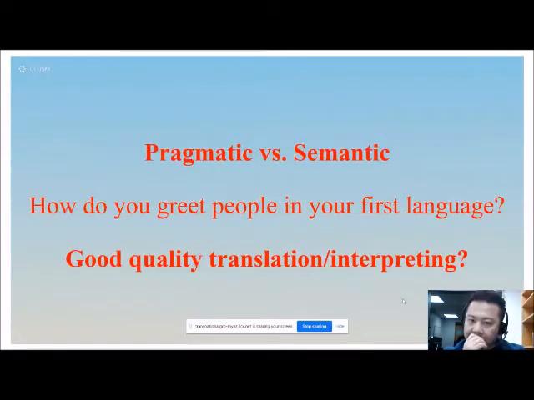So first of all, let's look at pragmatic meanings versus semantic meanings. I want to ask you a question first. How do you greet people in your first language? And then think about the literal meaning of the expression. For example, when we greet in Mandarin Chinese, we say 你好, and the literal meaning of 你好 is "you good." But of course, when we say 你好, we don't mean to say you are good. We mean to say hello.